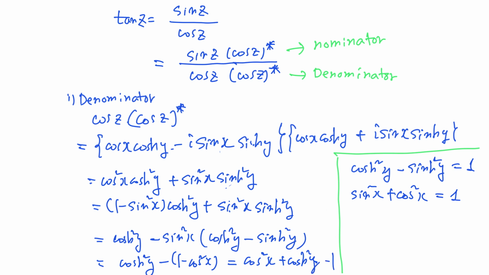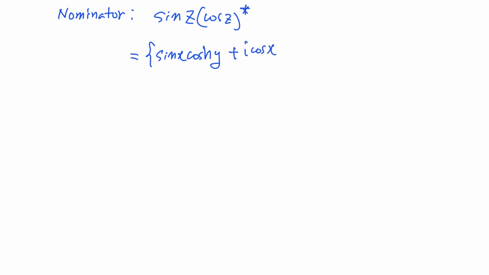How about the numerator? The numerator can be a little bit more complicated. So I proceed, because I think there's just a double check of the denominator cosine sine. Sine z times cosine z complex conjugate, which is sine x cosine hyperbolic y plus i cosine x sine hyperbolic y, times cosine x cosine hyperbolic y minus i sine x sine hyperbolic y.